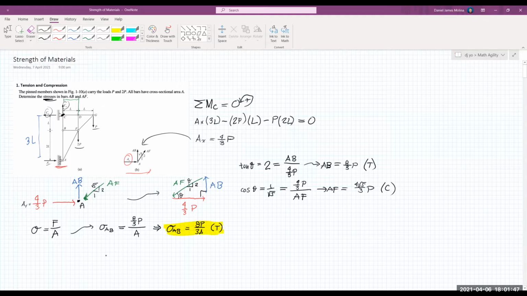Next, similarly for bar AF, that's also force over area. We have 4 square root of 5 over 3P all over the cross-sectional area, that is A. And this yields the stress at AF, which is 4 square root of 5P all over 3A, and it should be in compression. And those are our two final answers. And that's the answer for the first problem.